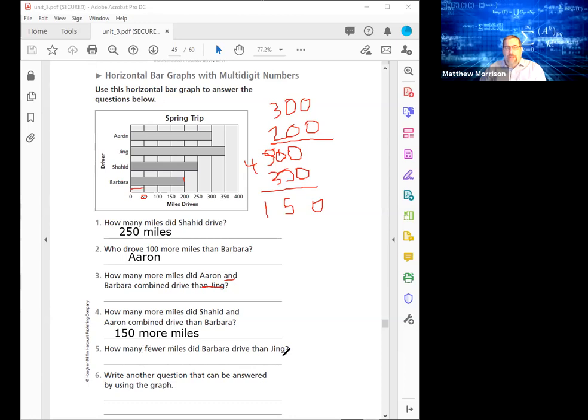How many fewer miles did Barbara drive than Jing? So we find Barbara, 200, right? So when he wants fewer, then we know that's going to be subtraction, right? So you're finding how much less miles did Barbara drive than Jing. Now, I'm going to look at the numbers. I have 350 and 200. I'm not going to go 200 minus 350. It has to be 350 minus 200, right? How many miles? 150 fewer.